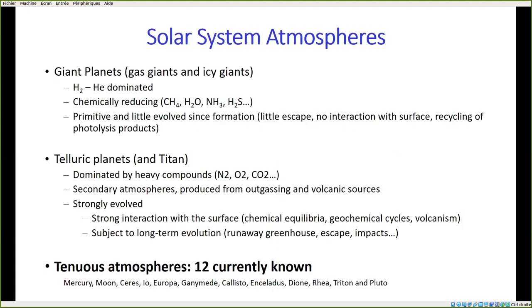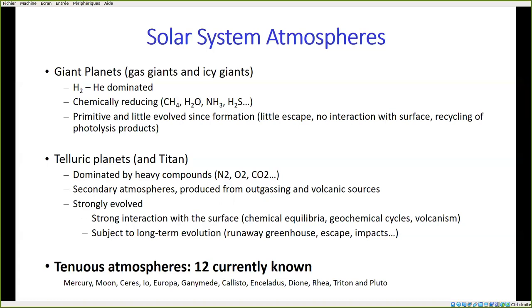So when we think about solar system atmospheres, we typically think of two broad classes, the giant planets and the telluric planets. For the giant planets, both the gas giants, Jupiter and Saturn, and the icy giants, Uranus and Neptune, we have atmospheres that are dominated by hydrogen and helium, and in which the other elements are mostly in chemically reducing form. So for example, carbon is mostly in the form of methane, oxygen is mostly in the form of water vapor, and so on.